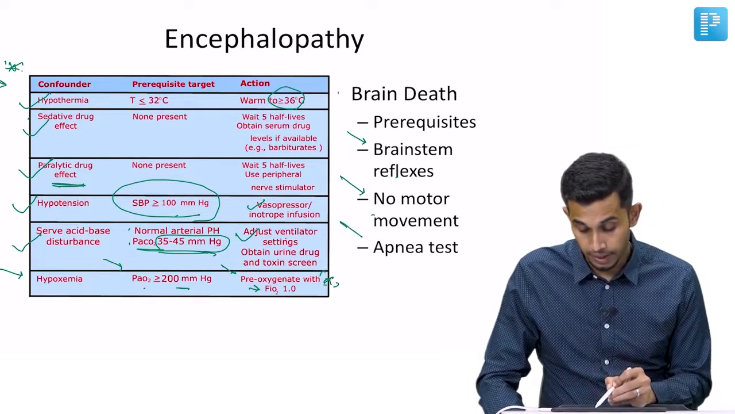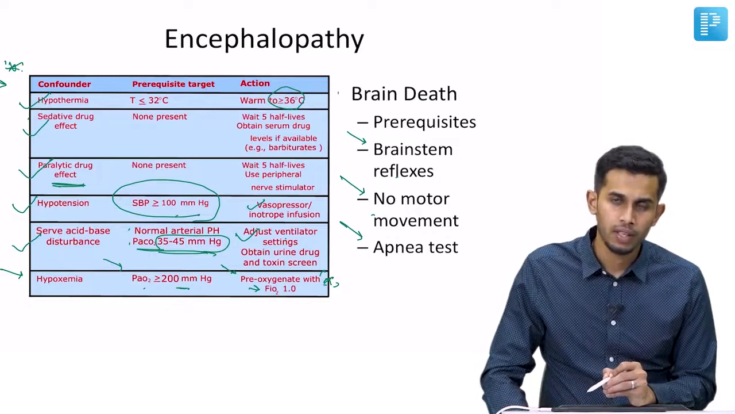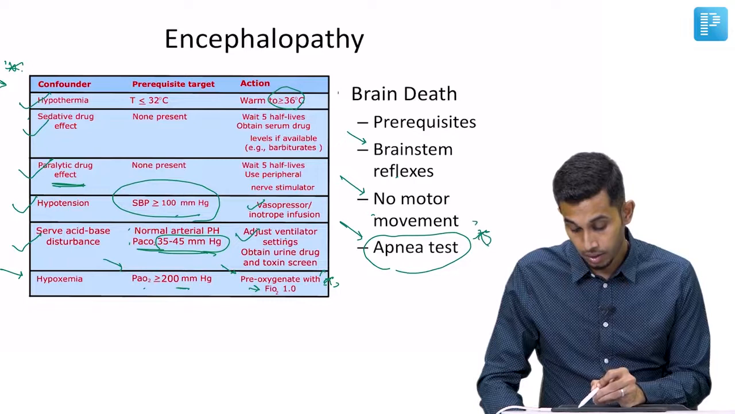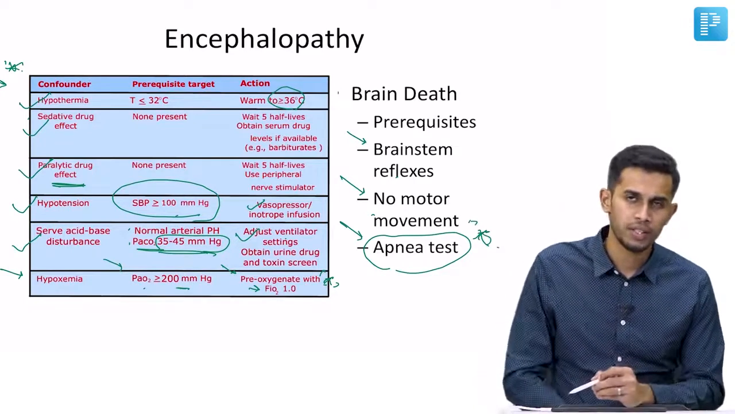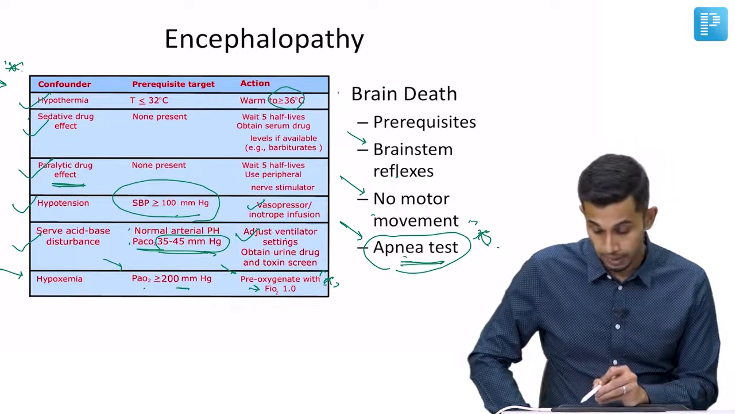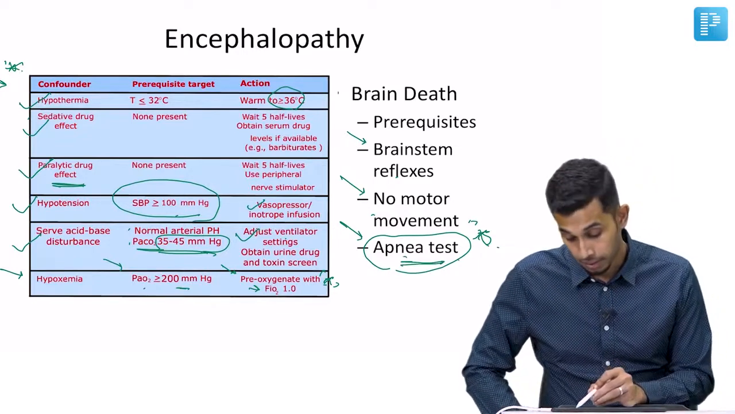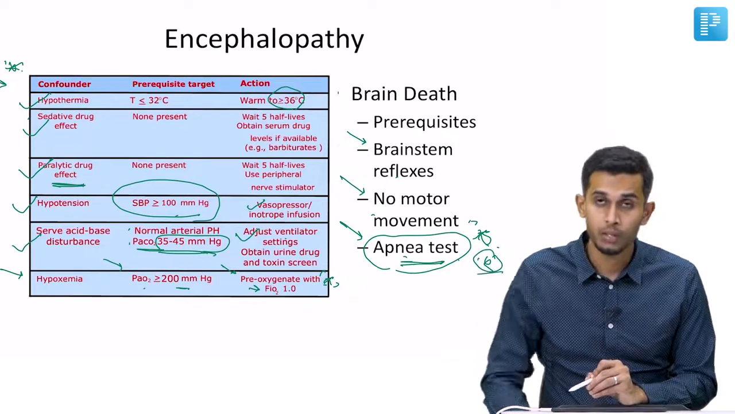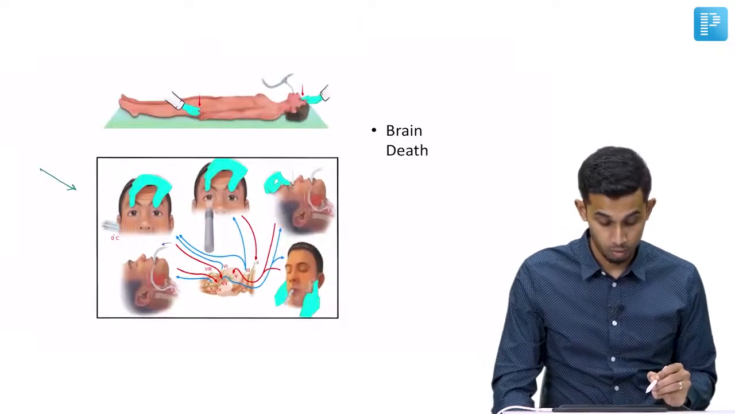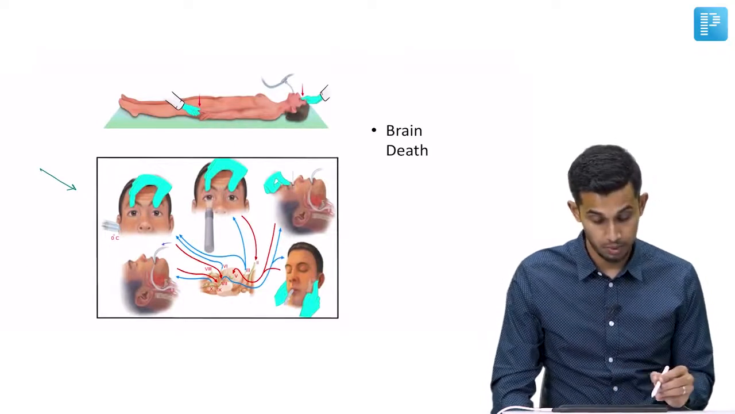And then finally, before concluding, we have to do the most important test, the apnea test, to conclude that the patient is brain dead. This particular apnea test can come as a question. Let's see how to do an apnea test. So these are the reflexes which we have to check before confirming that the patient is brain dead.